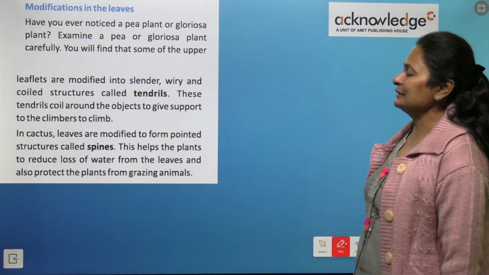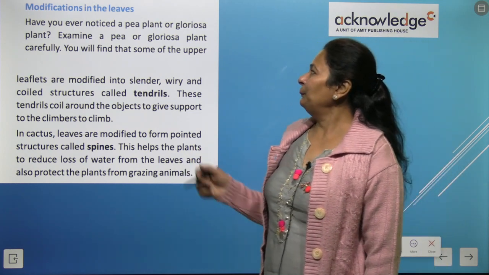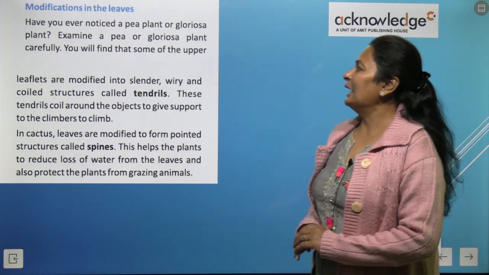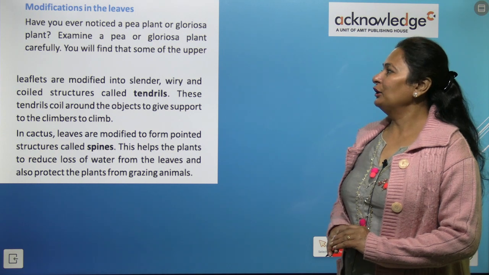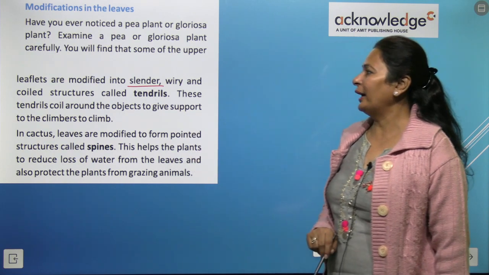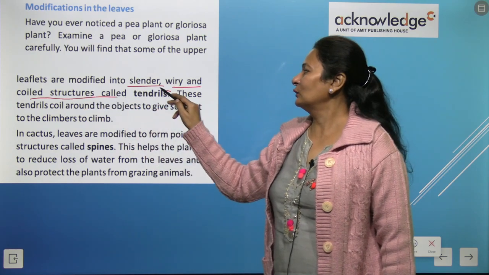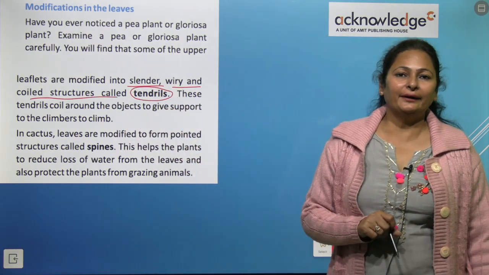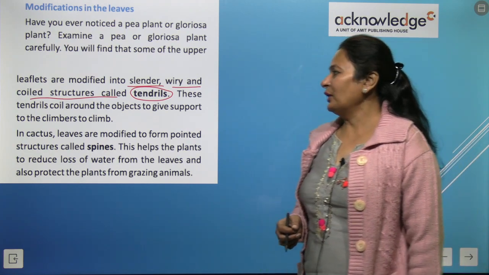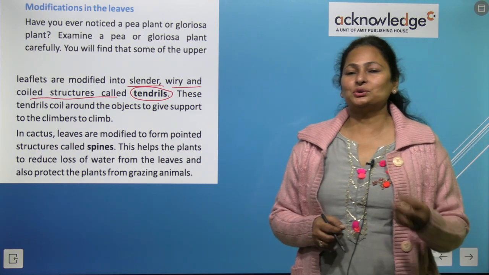Now modification in these. Modifications are there in the stem, in the root and leaves as well. Have you ever noticed a pea plant or gloriosa plant? Examine a pea or gloriosa plant carefully. You will find that some of the upper leaflets are modified into slender, wiry and coiled structures. These are called what? These are called tendrils. These tendrils coil around the object to give support to the climbers to climb.